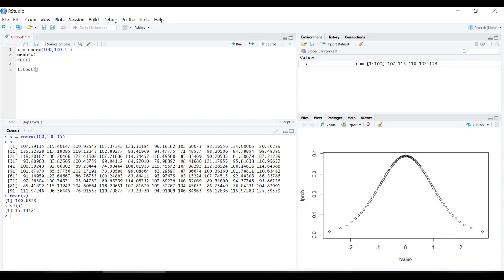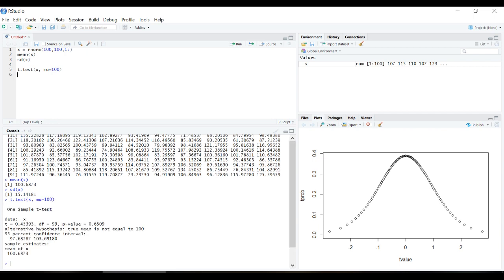There is a t-test function. You need to specify the data you would like the t-test to be run on for the first argument, and then the second argument changes depending on the type of t-test you're looking at. In our case, we want a one sample t-test, so we need to specify the population mean that we want to test against. So mu equals 100 lets R know that we want to test this data with a one sample t-test with the null hypothesis specifying a population mean of 100.